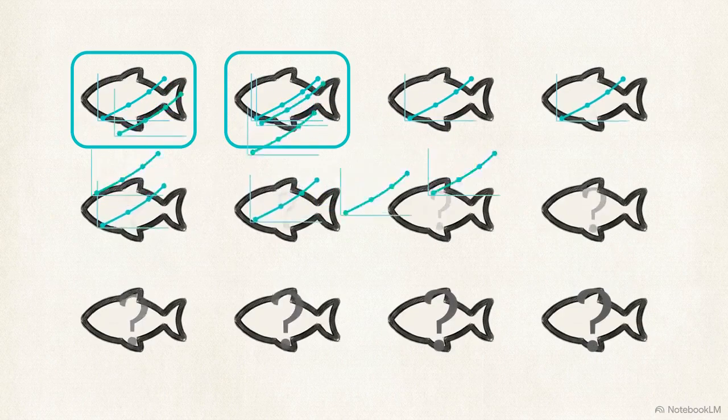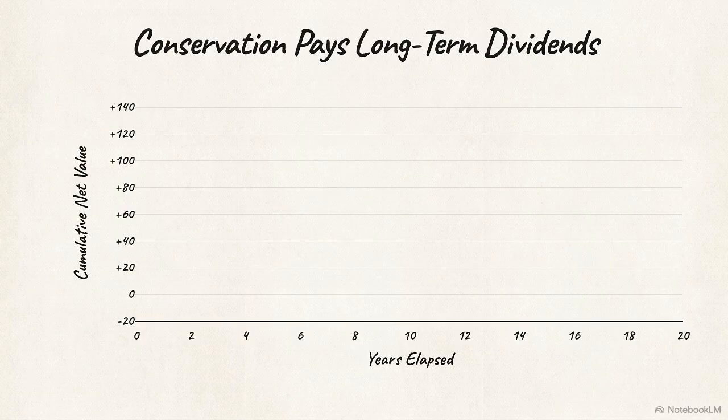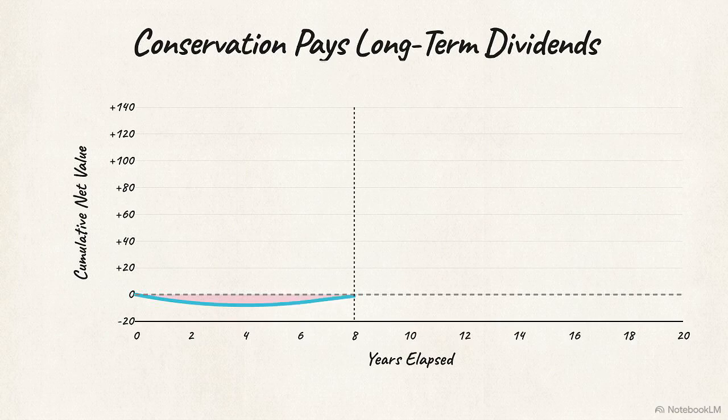This chart maps cumulative costs and benefits over 20 years. The flat line is the baseline scenario. The secondary line tracks the expanded protected area. In the initial phase, this line takes a sharp dip, representing immediate net losses for fishermen due to lost territory. But the inflection point arrives.